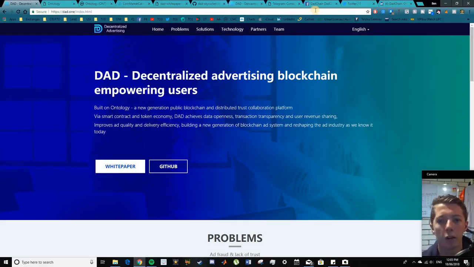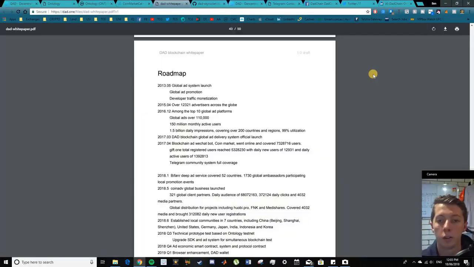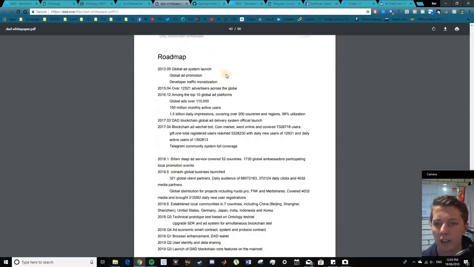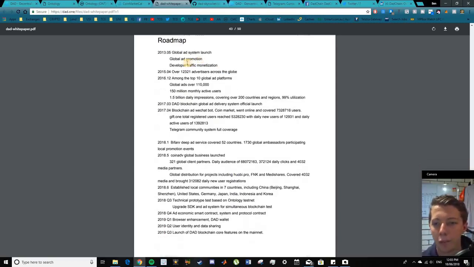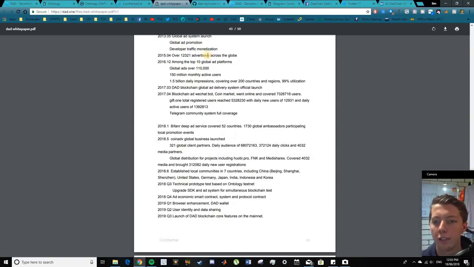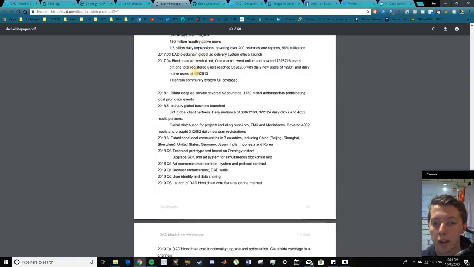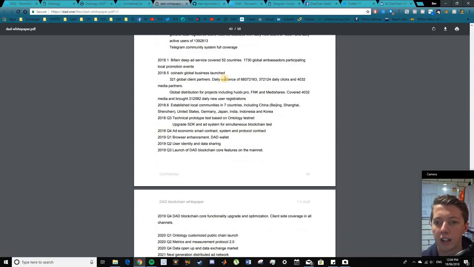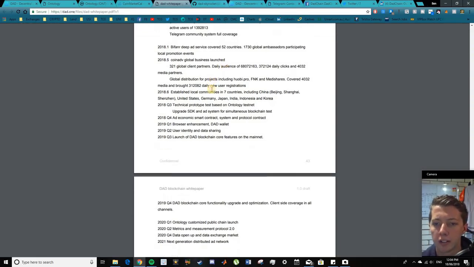It's not available yet on CoinMarketCap or on exchanges, but if we do have a look in this roadmap here, we can find a little bit of detail. It's not the best laid out roadmap, unfortunately, so it's a little bit hard to perceive the information. As you can see though, it was sort of started back in 2013 with the global ad system launch and ad promotion. They've moved on to develop among the top 10 global ad platforms, and moving into 2018, they've had quite a lot of things happening here, global distribution projects and things like that.